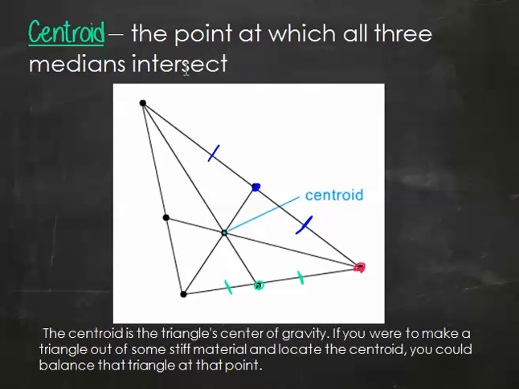A centroid is the point at which all three medians intersect. If you take each vertex, and we have only three on each triangle, and you draw their medians, this point right here at which they meet is called the centroid. Let me finish my tick marks here.